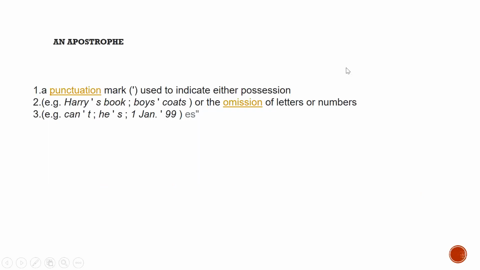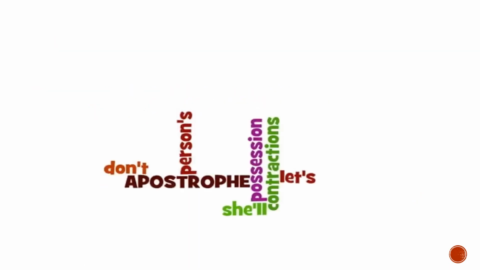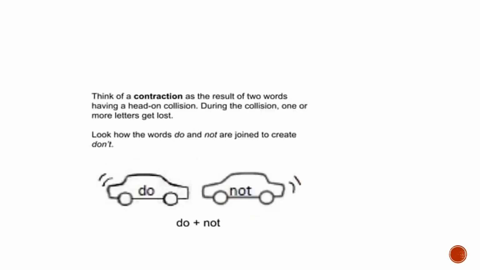An apostrophe is a punctuation mark used to indicate either possession or the omission of letters or numbers. So it shows possession, that something belongs to someone. That's when we use an apostrophe. So we want to show something belongs to someone, or we want to skip some letters, we use an apostrophe. Let's take a look at the first scenario.